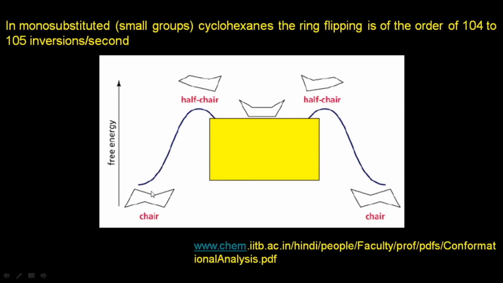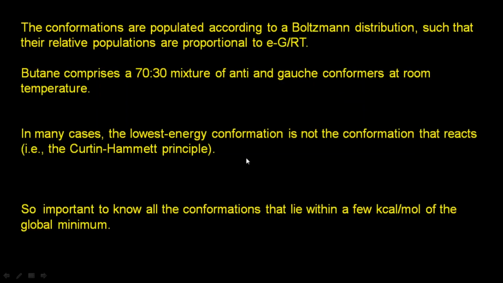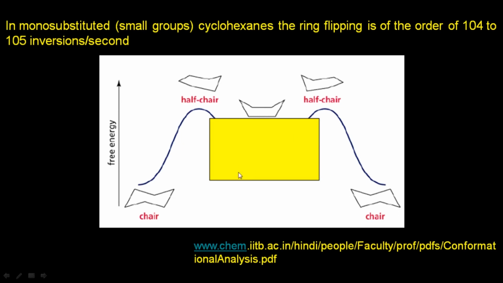So, if you look at cyclohexanes, we all have studied it can take chair form or boat form and so on. If you look at monosubstituted cyclohexanes, the ring flipping is of the order of 10^4 to 10^5 inversions per second. So, it can change quickly, and this is the free energy on the y axis. So, this can be half chair, this is full chair, again half chair, this is again chair. So, it can be flipping this way and that way. This is taken from this particular reference. So, as I mentioned before, the change in the energy is only 0.9 kilocalories. So, it is not a big deal for us.